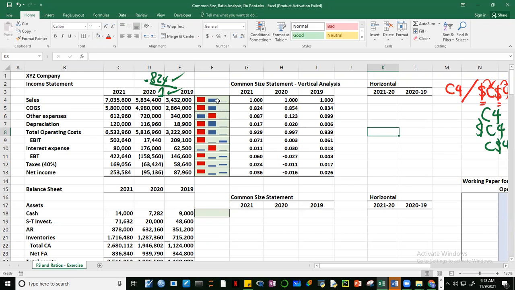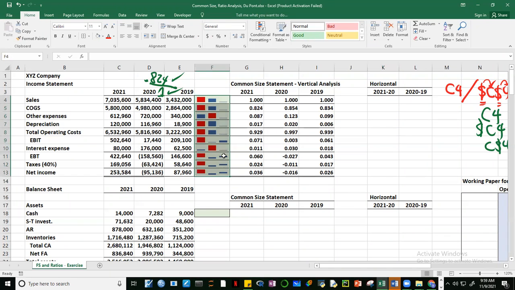Just take note that when you interpret this, it should be 2019, 2020, and 2021. You find here that the highest sales was in 2021. The highest cost of goods sold was also in 2021. However, the highest other expenses was in 2020, and interest expense was also highest in 2020. That's troubling, guys, because other expenses were highest in 2020, and yet your sales were not enough to cover these other expenses. That's why we had the net loss.